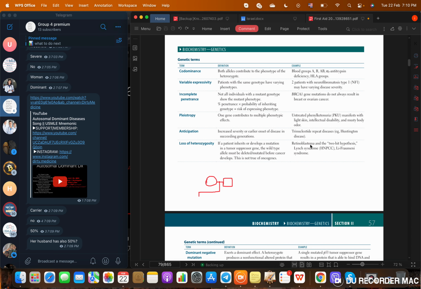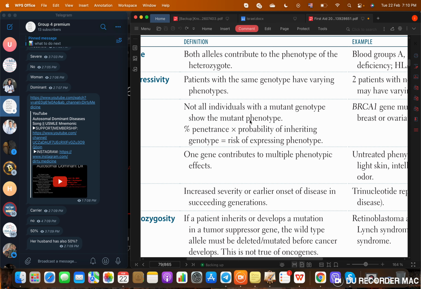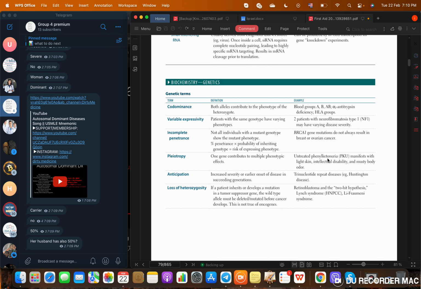So they write here incomplete penetrance. Not all individuals with a mutant genotype show the mutant phenotype. The percentage of penetrance multiplied by the probability of inheriting the genotype is equal to the risk of expressing the phenotype. So for example, if we talk about a disease like familial adenomatous polyposis, does anybody remember what the penetrance chance is in it? Don't say 50%, I will be sad.